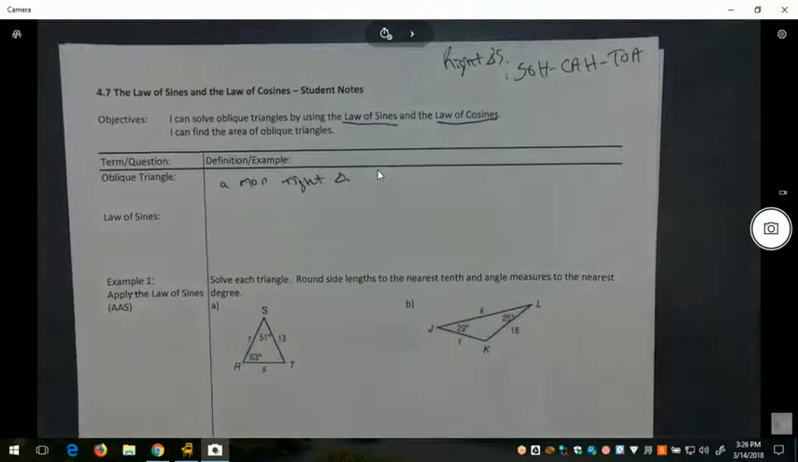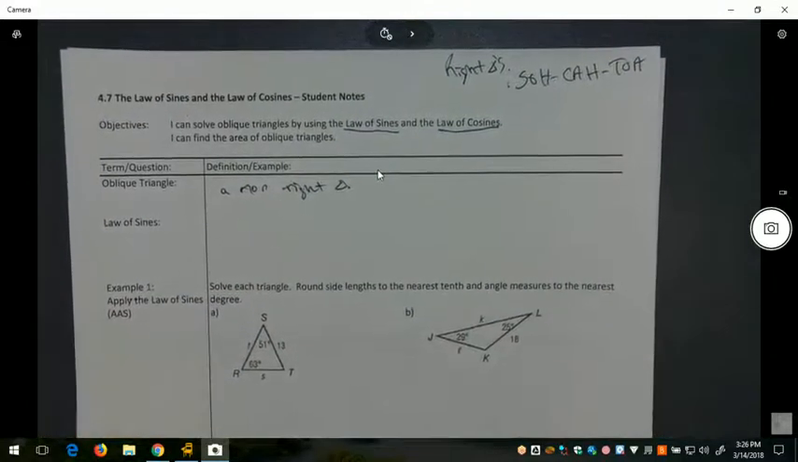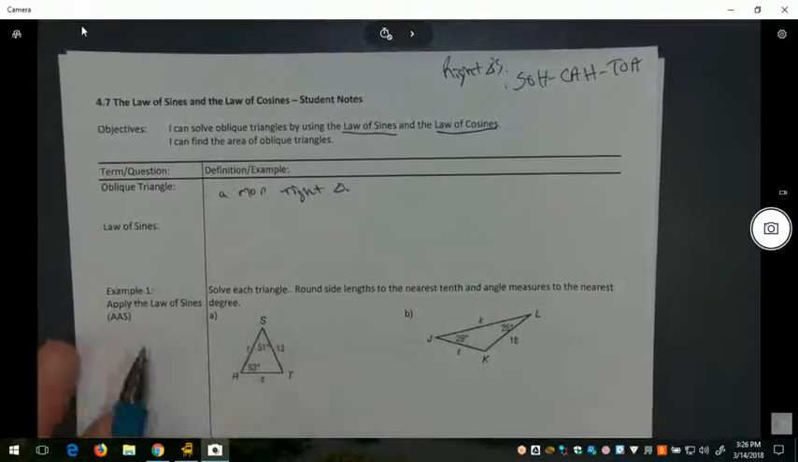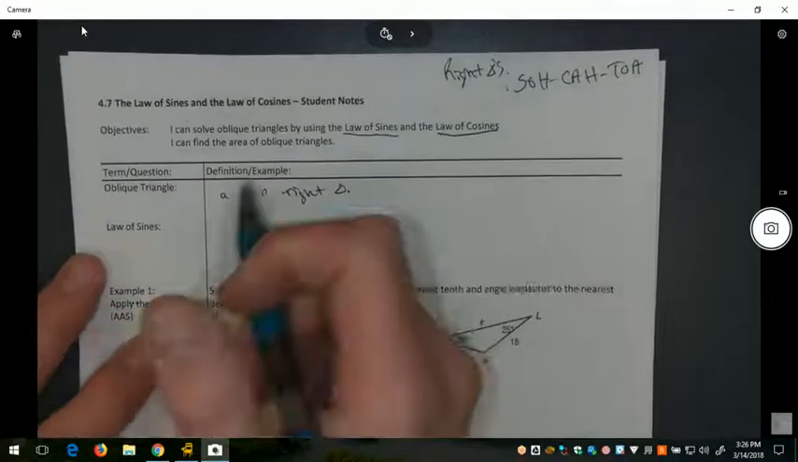If it's a right triangle, we're just going to use SOHCAHTOA to solve for sides, and set up ratios and use inverses to find angles. But if it's not a right triangle, or if we don't know if it's a right triangle, then we're going to have to use either law of sines or law of cosines. First one we're going to look at is law of sines.